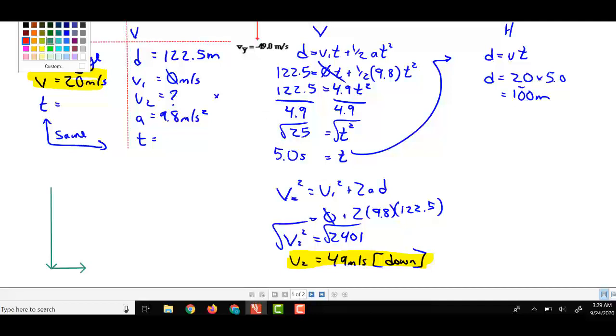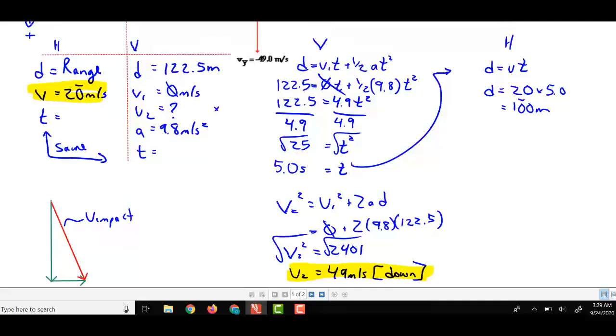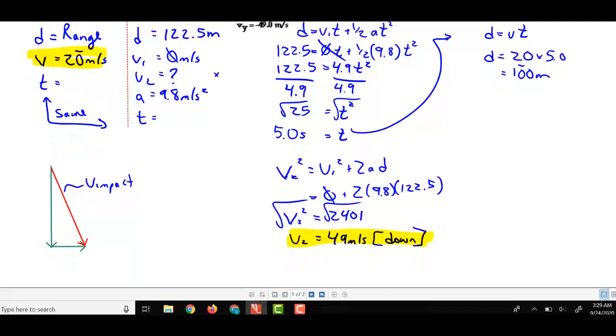And so my impact velocity, I'm going to draw here in red. It's not going to come down vertically, and it's not going to be traveling horizontally. It will hit at an angle. To find our V impact, we're going to use the Pythagorean Theorem. If we have 20 on the bottom and 49 on the side, now, at least in my physics classes, you don't have to show your work on the Pythagorean Theorem. Just draw a nice triangle, and that will be sufficient. So we have 49 and 20. My hypotenuse right here would be 53 meters per second, rounding to the nearest meter per second.